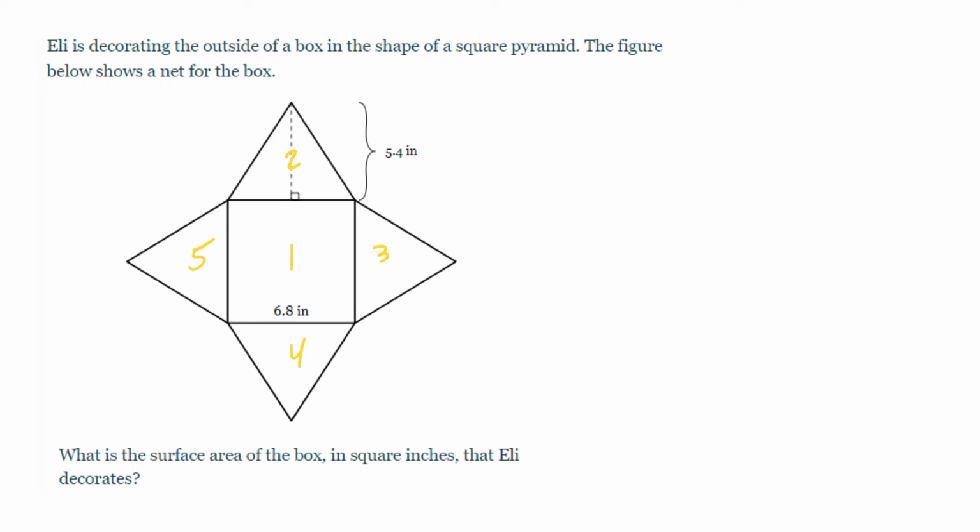So let's do the square first of all, because it does tell me that it is a square pyramid. So if this is a square, even though they only gave me one side, if one side is 6.8, they're all 6.8. So we're going to go 6.8 squared, and we learn that the area of our square is 46.24. So we're going to now find the area of the 4 triangles.